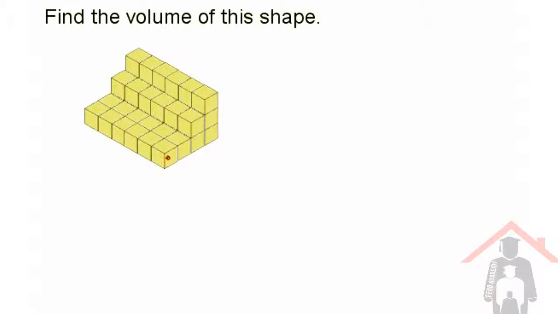I can see that we have 4, 5, 6, 7 cubes here, another 7 here, and here, and here, and here. So I have 7 times 1, 2, 3, 4, 5, 6. This gives me 42 centimetres cubed.